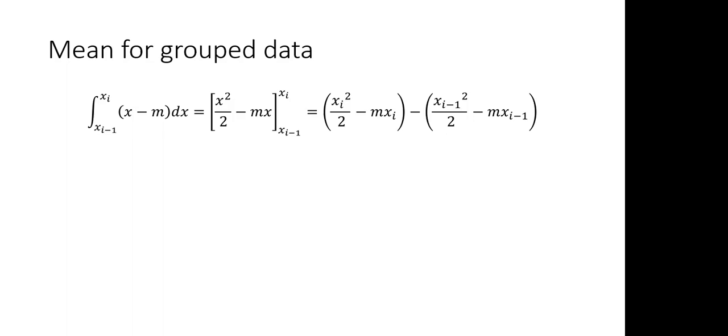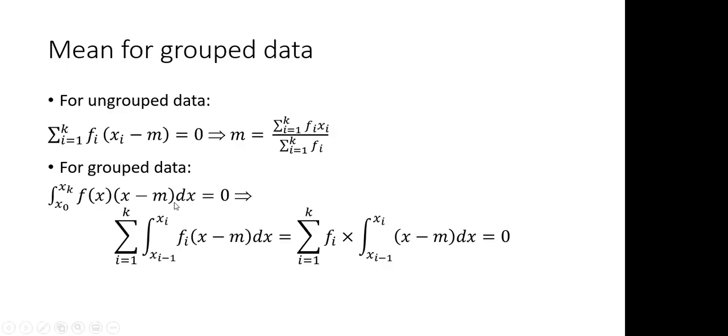Any question? What is M here? M is the unknown median we need to find out. Sorry, not median, mean. Look, for ungrouped data, we used a summation. From this summation, we got the mean, right? In case of grouped data, we cannot use a summation because we don't know the individual data points, right? So therefore, we have to integrate. It has become a continuum. Anytime you go from discrete to a continuum, you move from summation to integration. Same thing here.